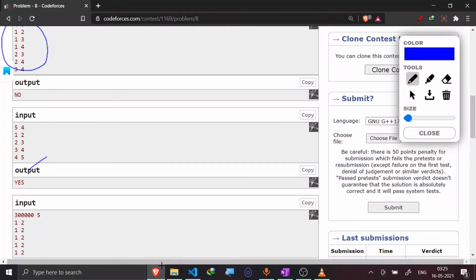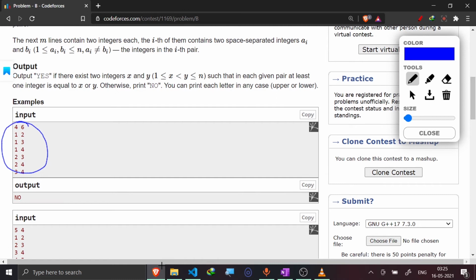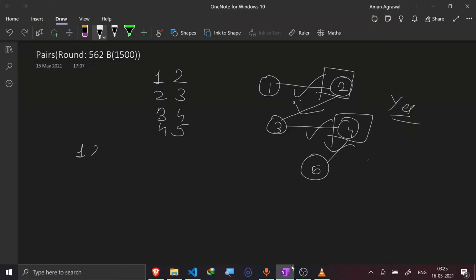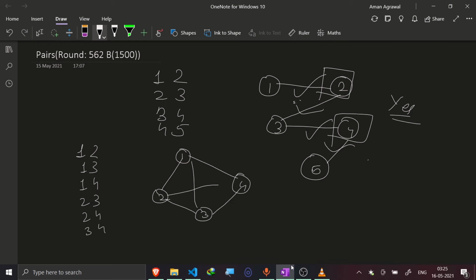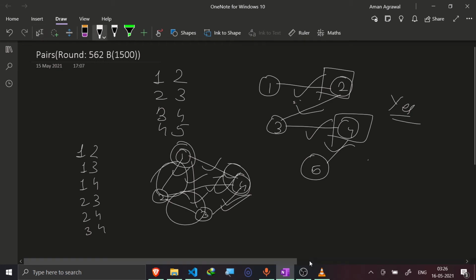Now let's take the first input also, so that you could understand more. 1 2, 1 3, 1 4, 2 3, 2 4, 3 4. So the graph would be somewhat like this. Here you can see that no matter which two vertices I choose, I wouldn't be able to get all the edges connected to them. Suppose I choose 1 and 4, then this would be done, this, this, this, this would be done, but this would remain. If I choose this and this, these would be done, but this would be left. So at least one would definitely be left.